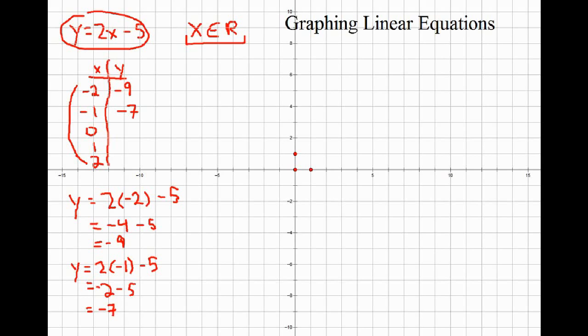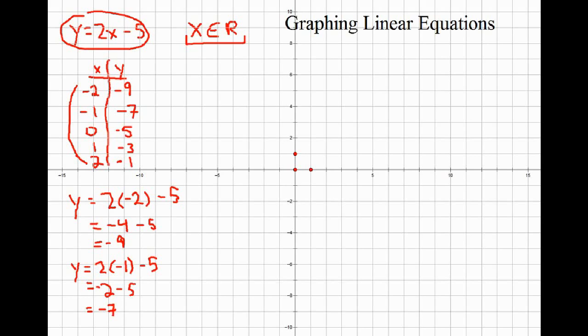If I substitute my value for x here, x is 0. Well, 2 times 0 is 0. 0 minus 5 is negative 5. Keep going, x is 1, 2 times 1 is 2, 2 minus 5 is negative 3. And then my final value here, x is 2, 2 times 2 is 4, 4 minus 5 is negative 1.